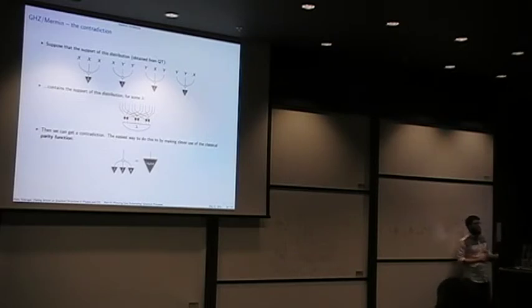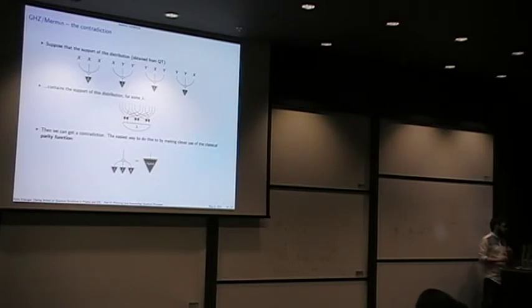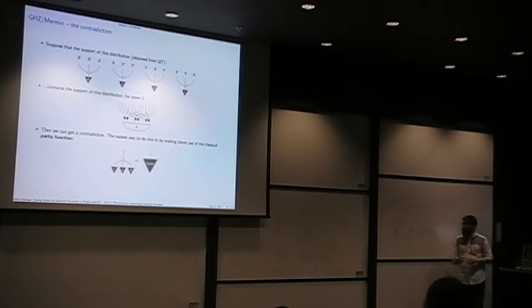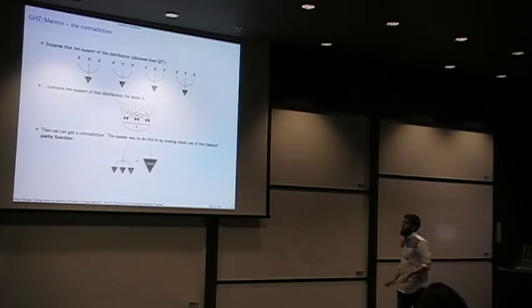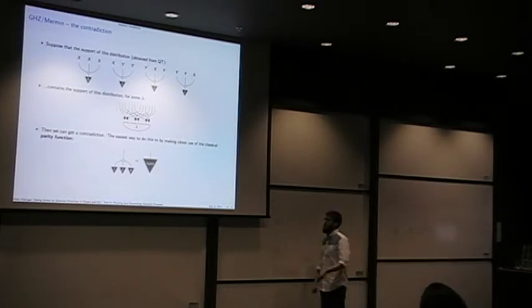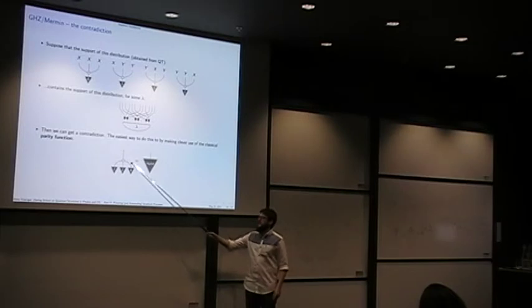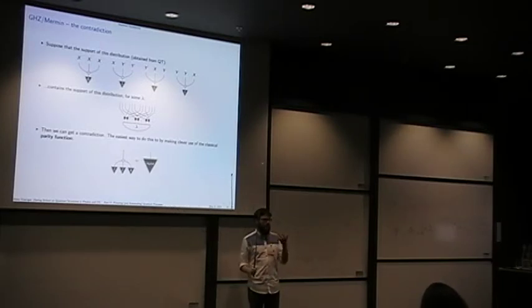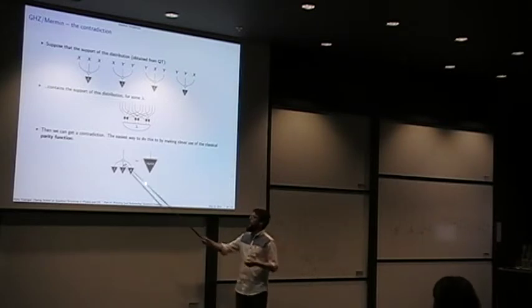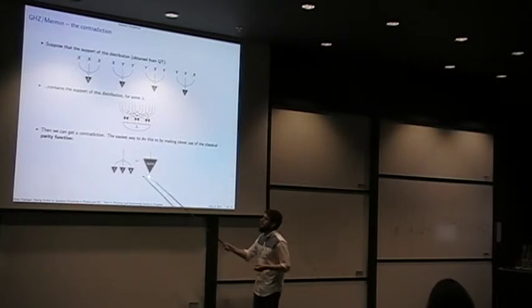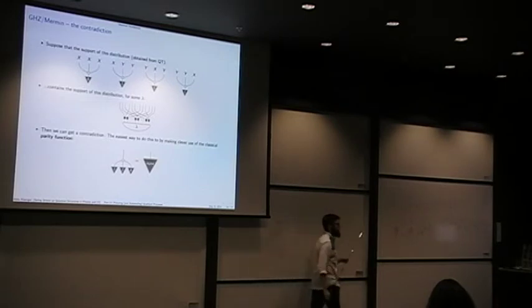The easiest way to do this is making clever use of this parity function. So parity, well, you know what parity is. But the way we can picture the parity function is that, well, we saw on Monday that gray was XOR for white, but everything's totally symmetric in the ZX calculus. So white is, of course, XOR for gray as well. So that's how we'll picture the parity function.